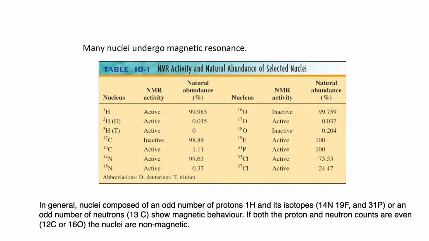So, many nuclei undergo magnetic resonance. In general, nuclei composed of an odd number of protons, like 1H, the protium ion, and the isotopes of atoms like 14N, 19F, and 31P, or an odd number of neutrons like 13C, all show magnetic behavior and are marked as active in this column. If both the proton and neutron counts are even, like 12C or 16O, the nuclei are non-magnetic.